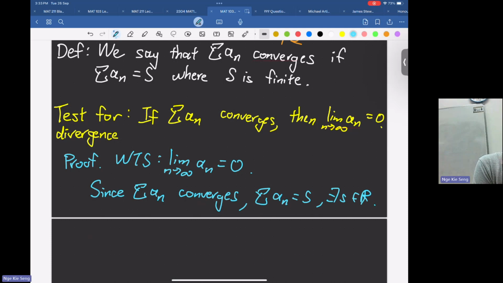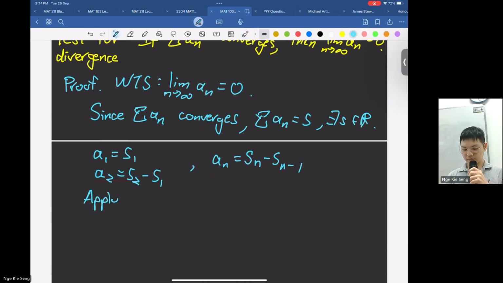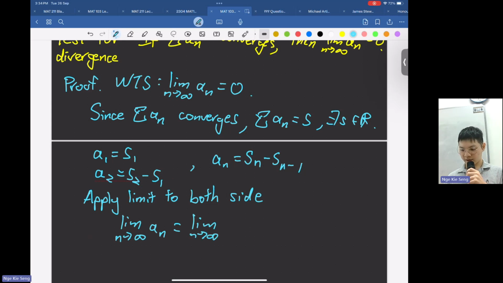S is the sum of an, right? So if I give you the sum, can you extract an for me? For example, how to extract a1? Okay, s1 is a1. How about a2? Okay, good. s2 minus s1. In other words, what is an? sn minus s(n-1)? Okay, good. So we got this relation, right? So you see, what do you want to compute? You want to compute the limit of an, right? So let's apply the limit to both sides of this formula. Limit of n to infinity of an, and then limit n to infinity of sn minus s(n-1).